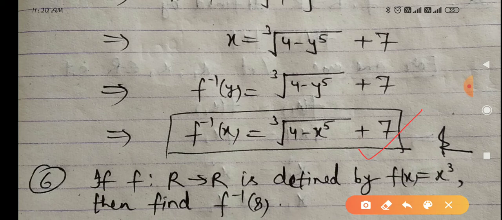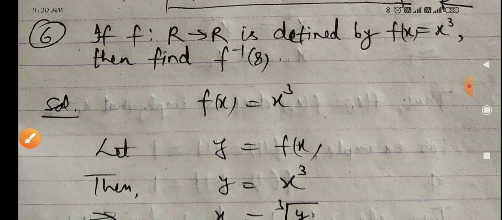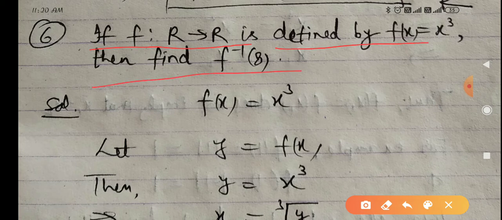Now sixth question, you see what you have to do in the sixth question. If f: R to R is defined by f(x) equals x cube, then find f inverse 8. You have to find in this question f inverse 8. So first of all you find f inverse x, then in the value of x you put 8, then you will get f inverse 8.